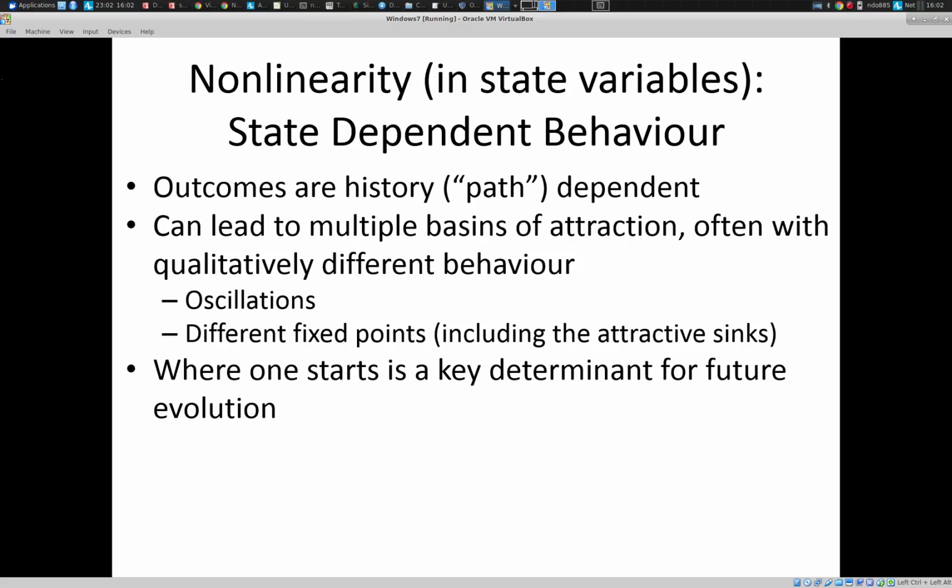Okay, so we talked about nonlinearity being associated with behavior that depends on the current state. The outcomes, we'll talk about path dependence. The outcomes now in the future are shaped very much by the history. You think about a child exposed to traumatic events, and that shapes their trajectory later in life. This is one aspect of path dependence.